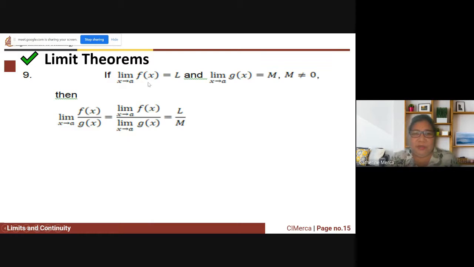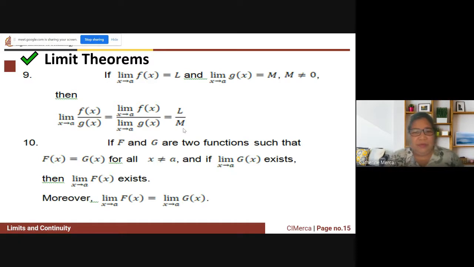Pwede siya sa division po, no? If the limit of f of x equals L as x approaches A, and the limit of g of x as x approaches A is equal to M, as long as your limit value M is not equal to 0, then you can take the limit of f of x over g of x as x approaches A. Pwede siya sa tagsaon. Kuhaon sa ang limit sa f of x as x approaches A, then kuhaon na po ang limit sa g of x as x approaches A. And you will have L over M. Okay, L man ang limit sa f of x as x approaches A. Then ang limit sa g of x as x approaches A kay M man. So you have that one.